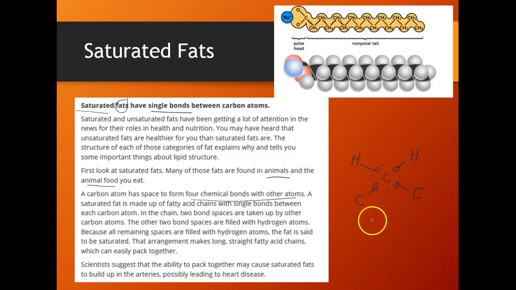Because all the remaining spaces are filled, right? We have all of them filled with hydrogen atoms, so the fat is said to be saturated. This arrangement makes for very long, straight fatty acid chains, which can then be packed very easily. So we can pack them in long chains and pack them in very closely. Because they're packed in very closely, this can cause saturated fats to build up in places such as arteries, which could be a potential reason why people develop heart disease.